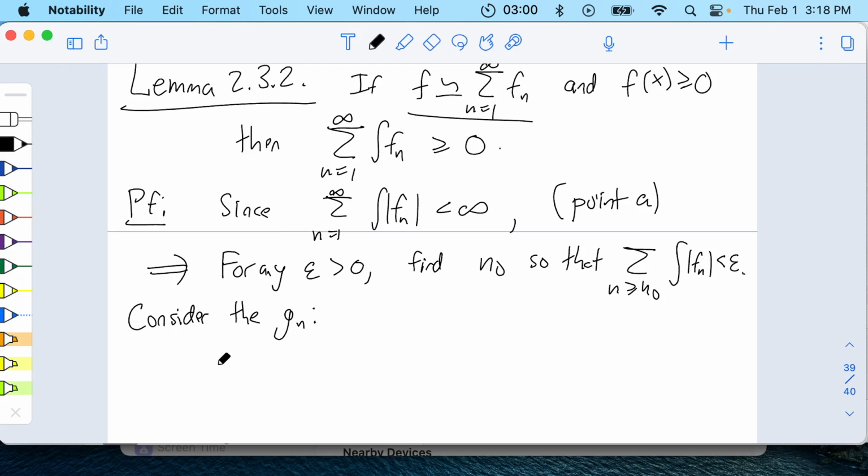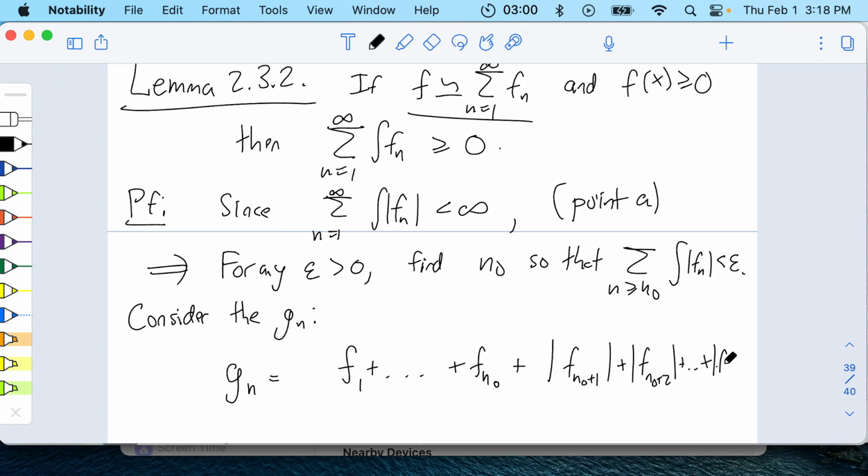And so we're going to really make that concrete by making the sequence g really like f itself. So g_n is going to be the core part of f, which is f_1 plus dot dot dot all the way up to f_{n_0}, plus, and then we're going to add on all the annoying bits. The worst case scenario for the annoying bits, which is the absolute value of f_{n_0+1}, plus the absolute value of f_{n_0+2}, plus dot dot dot, plus the absolute value of f_{n_0+n}. So there's n terms here at the end that we add on.